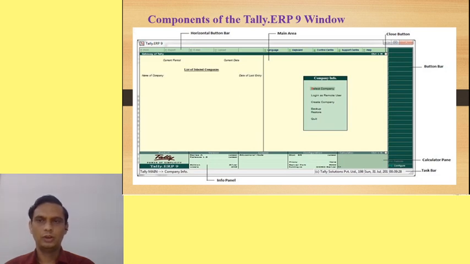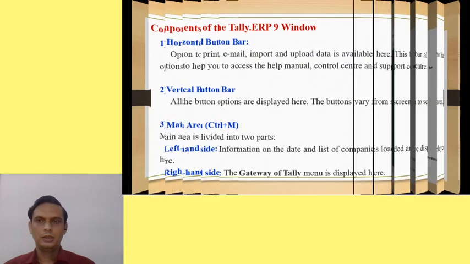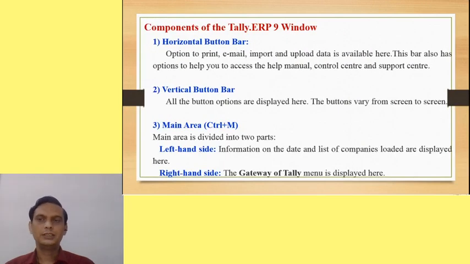It has a horizontal button bar, main area, close button, then vertical button bar, calculator pane, task bar, info panel. Different options or parts of the Tally ERP9 screen will be available. So let's discuss the components. The first component is the horizontal button bar.